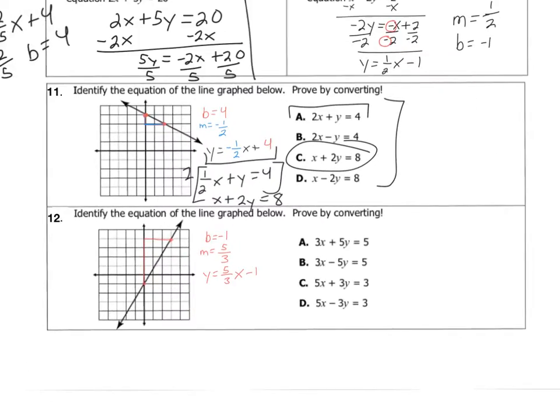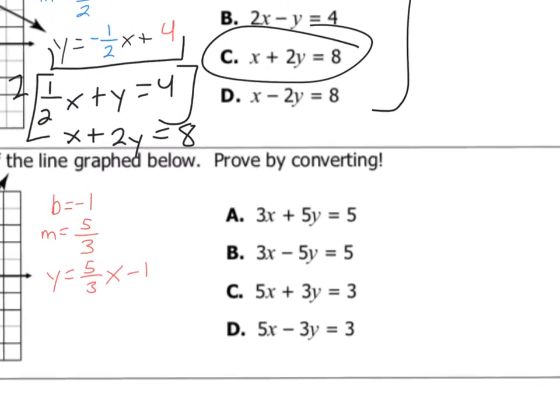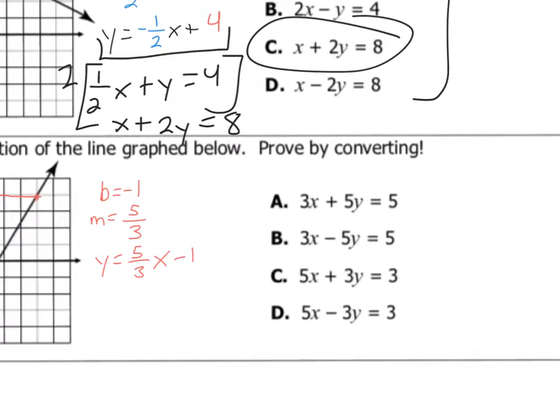Now, if what I did above was confusing, then you could also just take all these equations and solve them and put them in slope-intercept form and see which one matches the equation that you just came up with. So to do that for A, I would subtract 3x, right? So that would be 5y equals negative 3x plus 5. And then I divide everything by 5, which would give me y equals negative 3/5 x plus 1. So that obviously doesn't match.